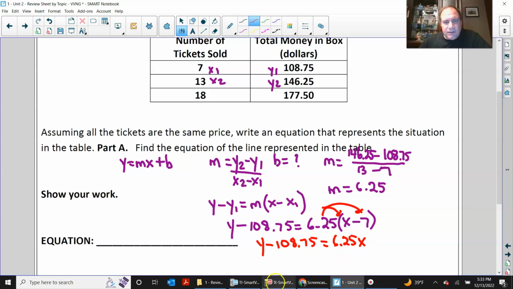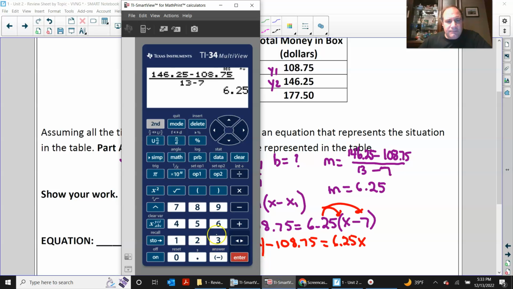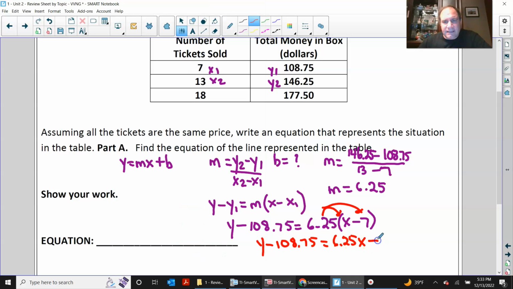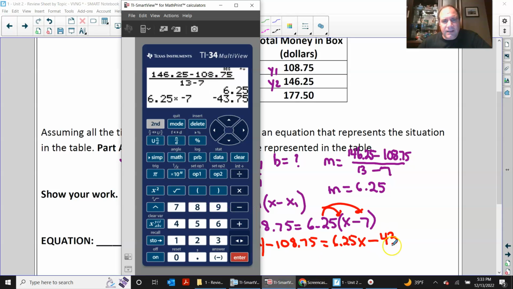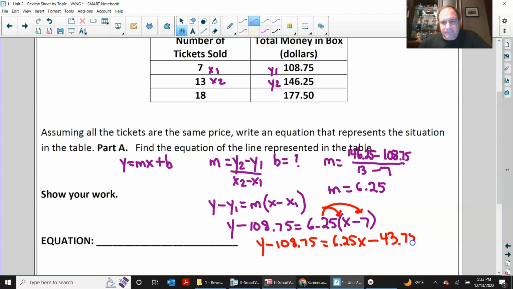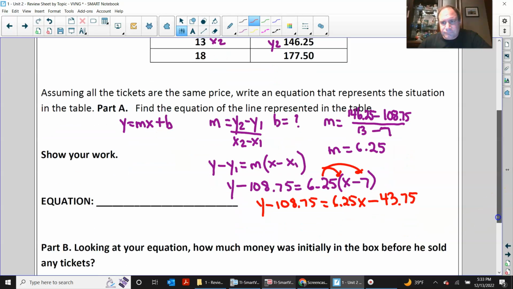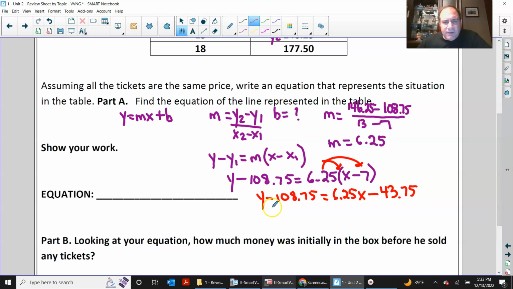And then we're going to take this right here and put 625 times -7. All right. And don't forget about that -7. It's 4375. I didn't even see it before it went away. Move this down. I'm going to solve for y, so plus 108.75.